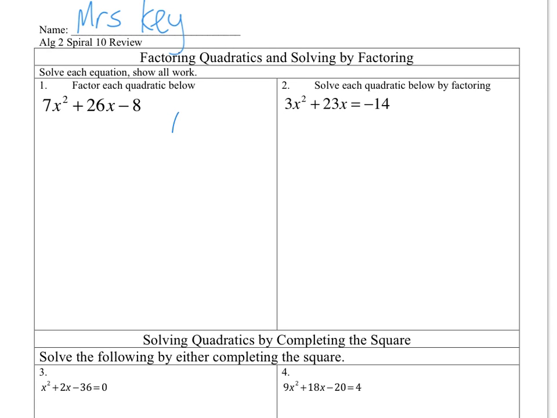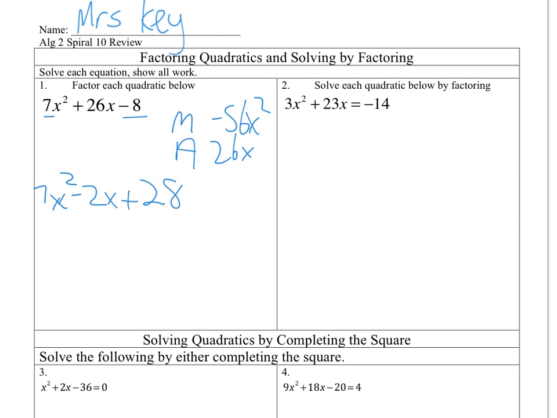Factor, so multiply to negative 56x squared, because that's what 7 times negative 8 is, and add to 26x. So numbers that multiply to 56 and add to a positive 26. We've got 56 and 1, 2 and 28 will work. Let's pick that. So minus 2x plus 28x minus 8.